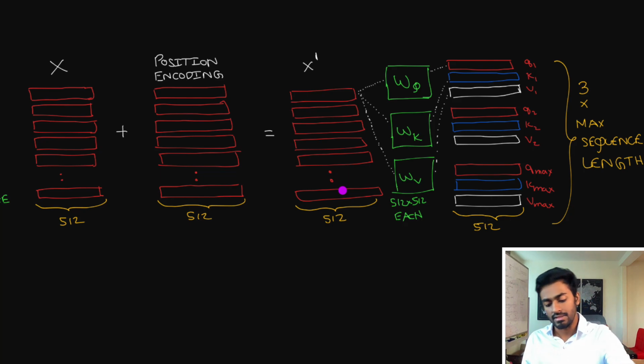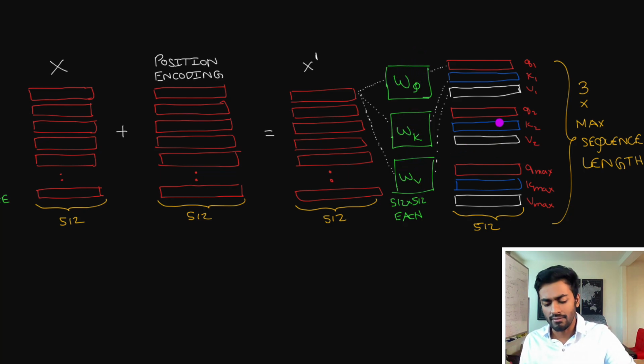And we do this for every single word. And so the number of total vectors here would be 3 times the maximum sequence length, because it's 3 for every word. Note here that these green transformations are basically learnable parameters. In this case, it'd be 512 times 512 learnable parameters for each of these.